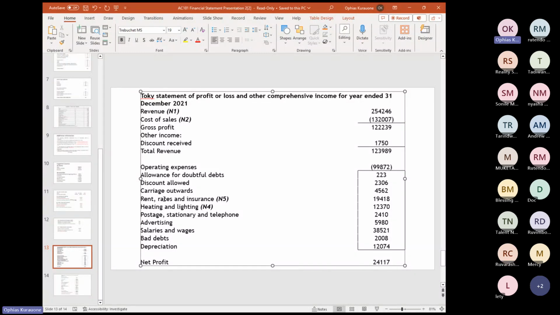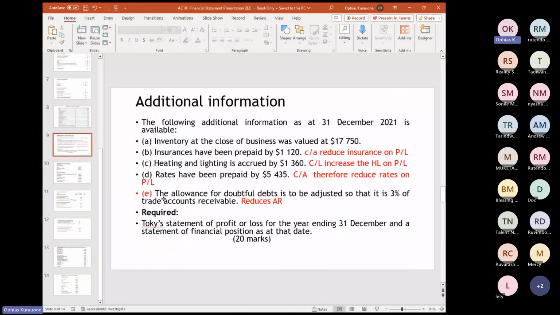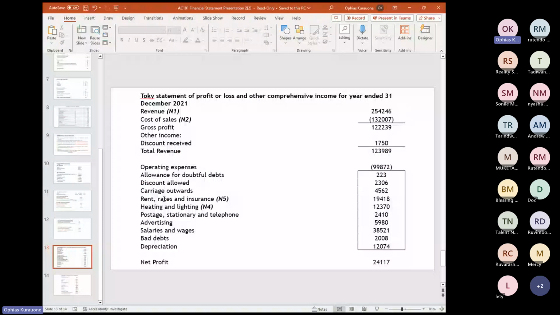Postage, rent, lighting, insurance, we've calculated them to say if there is a prepayment, what do we do? If there is an accrual, what do we do? Advertising, salaries, wages, bad debts we pick as they are. Then depreciation and bad debts, those are debts people are no longer going to pay. Depreciation, we pick out what we are given on the trial balance because it was at that date, the closing date.